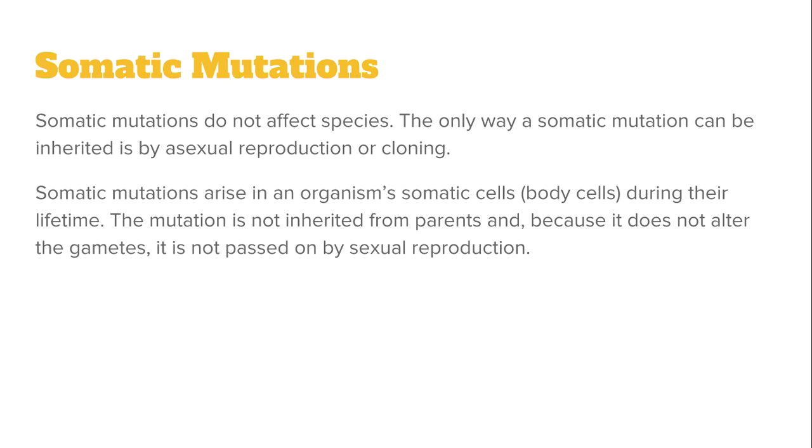The other type of mutation are somatic mutations, and these do not affect a species. In fact, they only affect a specific individual, as it can only be inherited by asexual reproduction or cloning. These only occur in a single organism's body cells during their lifetime, and it's not inherited from the parents, and it does not alter the gametes, and is not passed on by sexual reproduction.